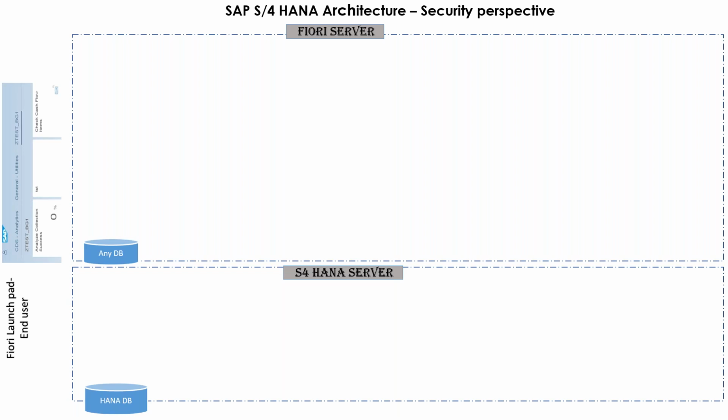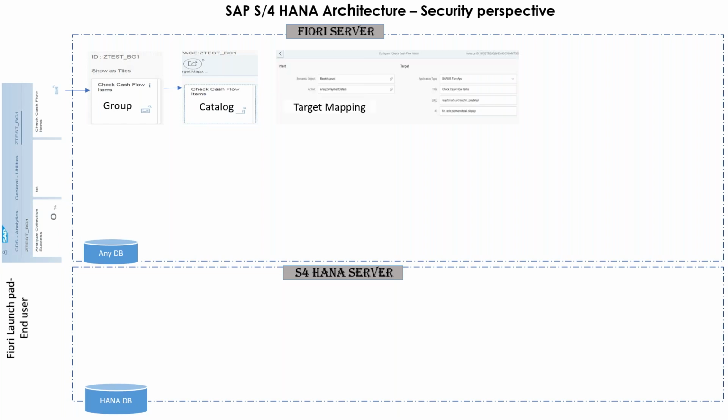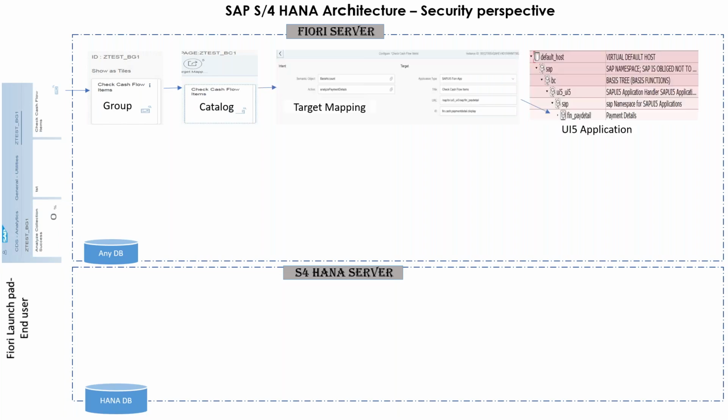Per se, let's assume the user clicks on the app under group JetTest BG1, check cash flow items. In the Fiori server, it directs to the actual group, and the group directs to the catalog, which has the target mapping to the UI5 application. So when a user clicks on an app in the group, it directs to the catalog, which has the target mapping to the UI5 application. That is how the UI5 application is displayed.